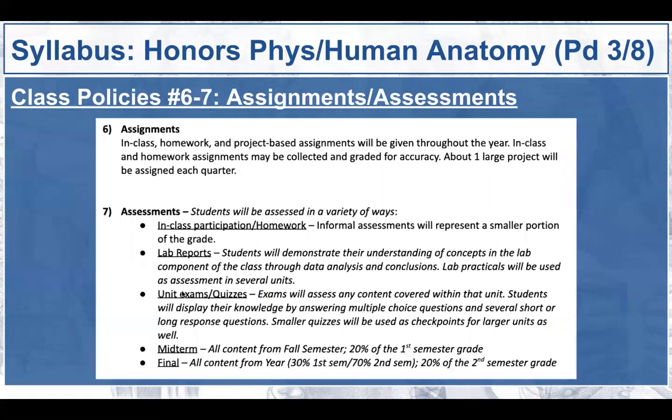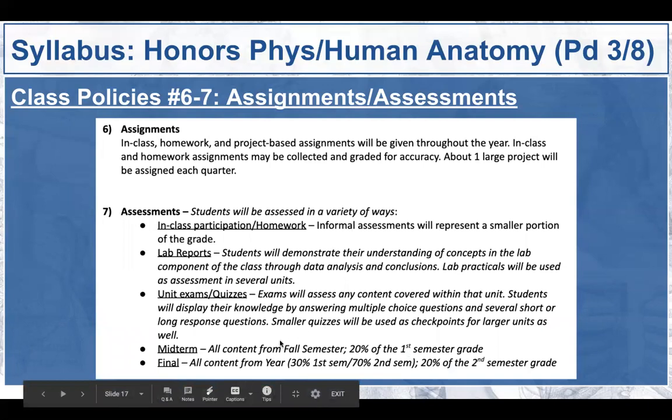So assignments, there's going to be a lot of homework just because you're online. Lab reports will be an important part of assessing what you learned during labs. So your analysis of what we did, as well as making conclusions. There will be lab practicals that are kind of like lab quizzes that we'll do during some of the units. Unit exams will be a combination of multiple choice and free answer questions. And we will use smaller quizzes in certain units as a checkpoint.